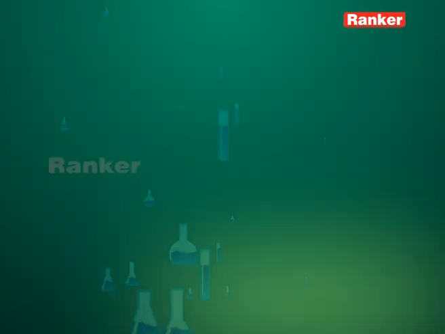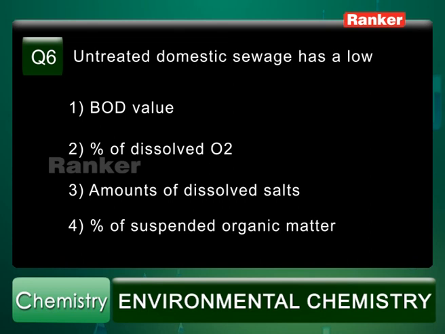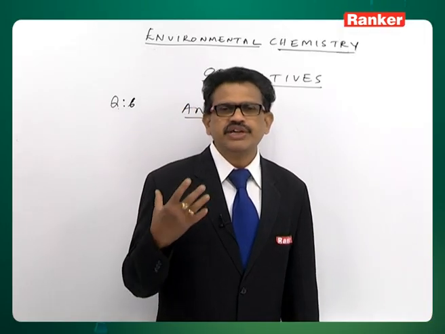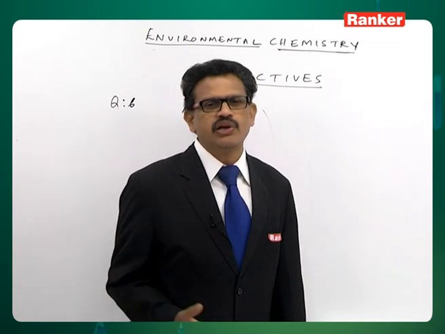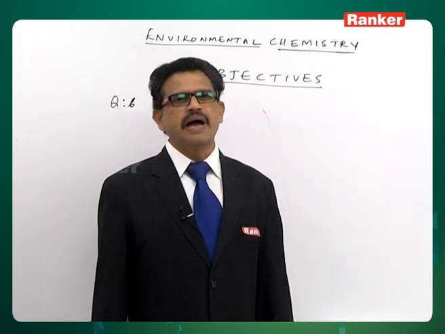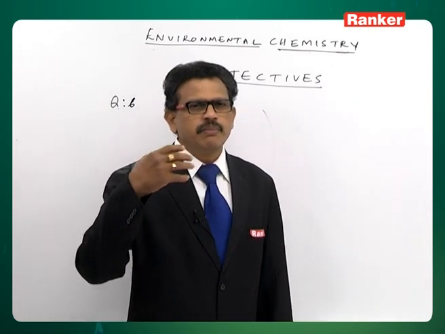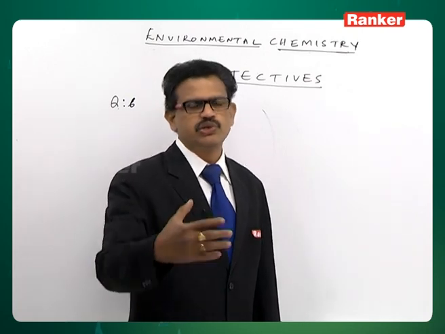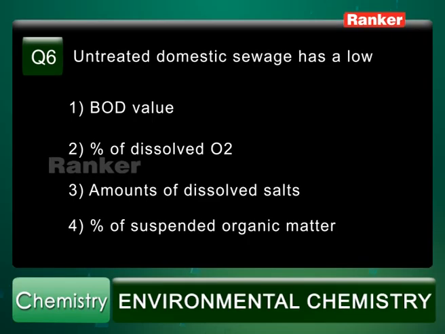Next, question number 6. Untreated domestic sewage has a low value of dash. Option 1, BOD value. Option 2, percentage of dissolved oxygen low. Option 3, amount of dissolved salts low. Option 4, percentage of suspended organic matter is low. Untreated domestic sewage water consists of a low value of dissolved oxygen. Therefore the aquatic life is affected very badly, because a certain minimum amount of oxygen dissolved in the water is useful for living organisms. So we can go for answer 2.